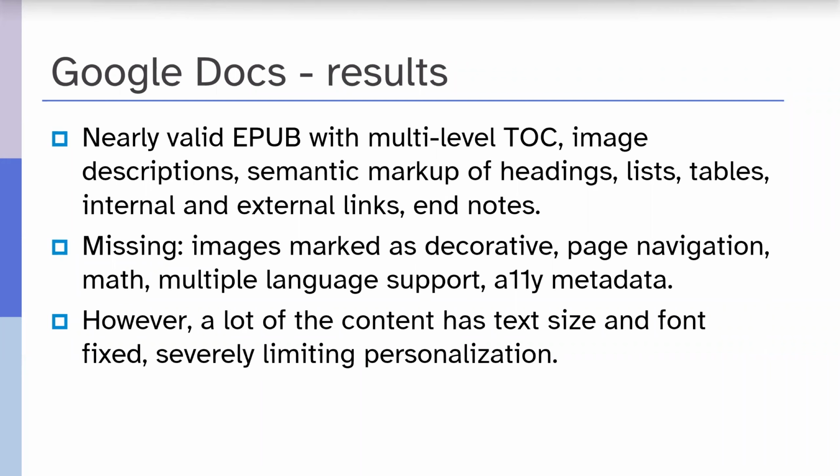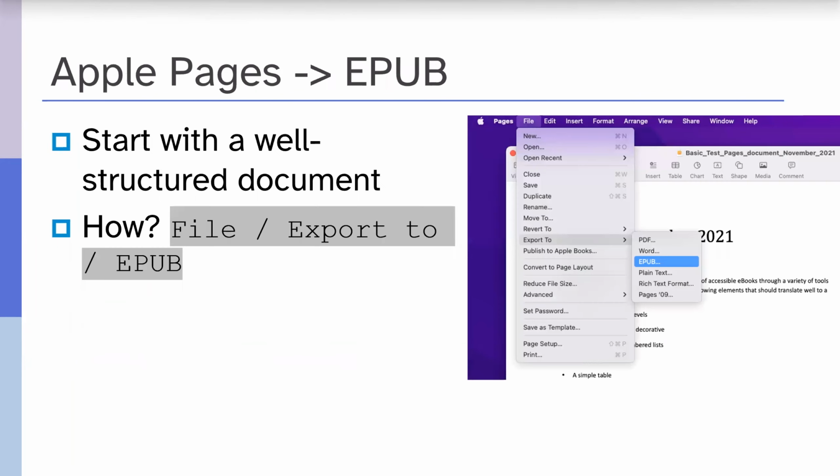However, with the conversions that I and others have tried, we find that a lot of the content has the text size and the font hard coded in the EPUB. And this means that when you bring it into an EPUB reader, whether that's Google Books or any of the other wonderful EPUB readers that exist, and you want to be able to change and customize and personalize the visual side of things, then you're really limited because some of the text just doesn't change. The font is fixed and the text size is fixed. So this limits the personalization. And I think that means that EPUB straight out of Google Docs is not really fit for purpose, at least in terms of accessibility. Okay, let's look at Apple Pages.